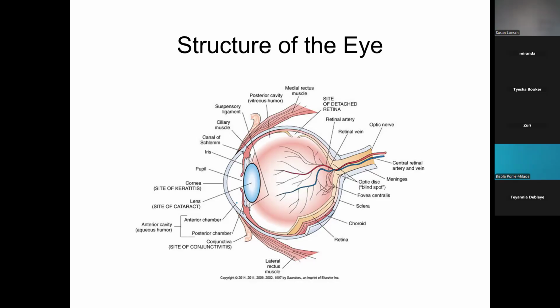The light enters the eye by passing through the cornea and the aqueous humor. Then the lens focuses the light through the vitreous humor to reach the retina. In the retina, there are specialized cells called rods and cones, and these convert light into electrical signals. Those electrical signals are then sent through the optic nerve to the brain.